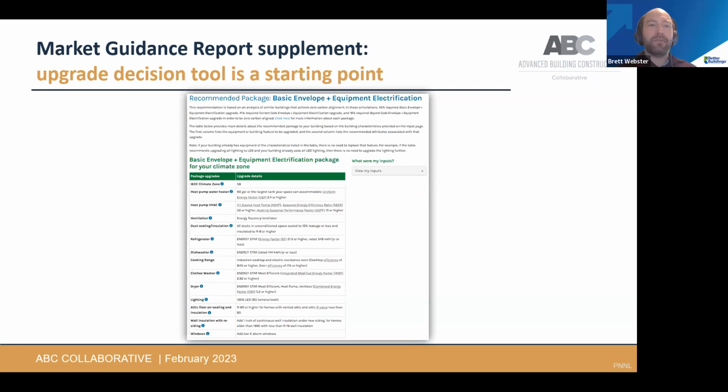And so this is a very useful tool that we're hoping folks will make use of to help answer this question of, okay, I want to electrify my building, I want to decarbonize it, but where do I start? How do I think about what needs to be done? We're hoping that this tool will provide a useful place to start. Next slide, please.